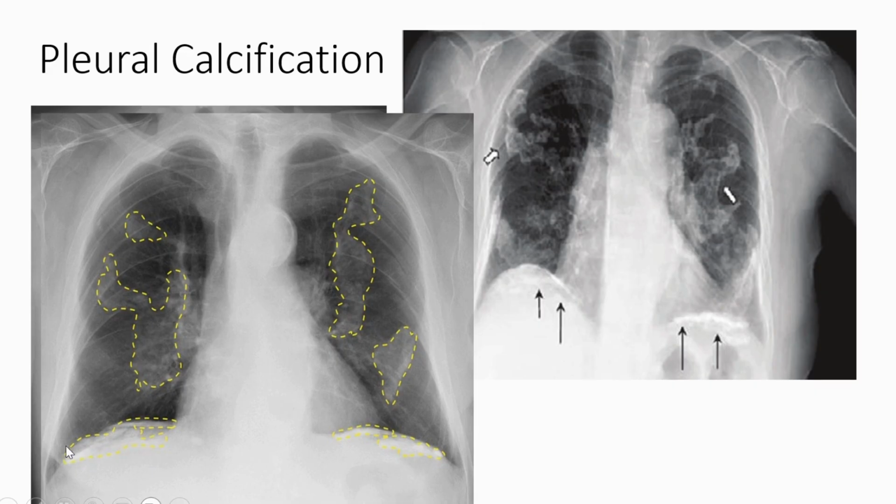This image shows that there are dotted lines. These are the calcified pleural plaques, and this is called the holly leaf sign. This is the sign of pleural calcification and is seen in both lung fields.